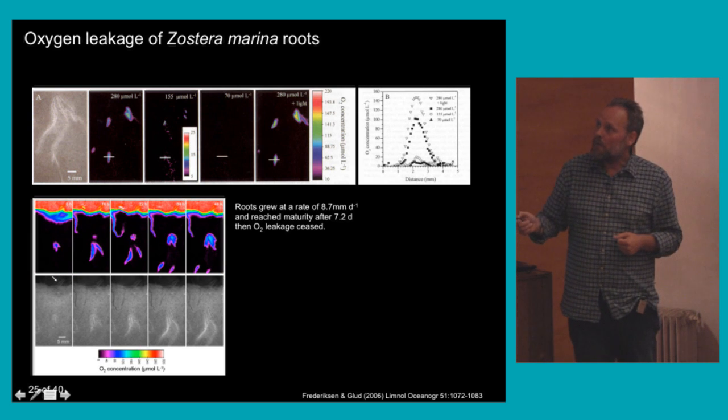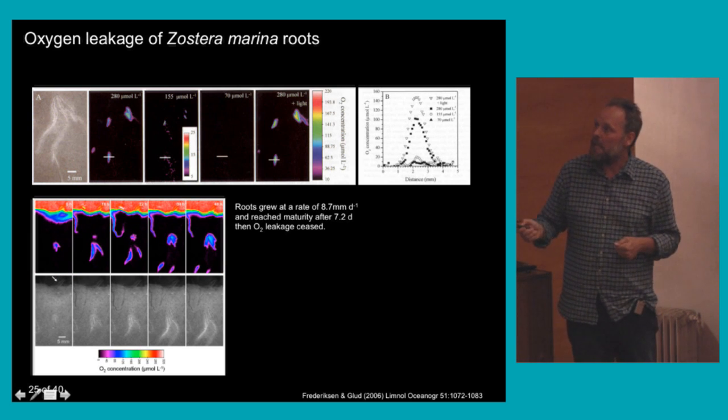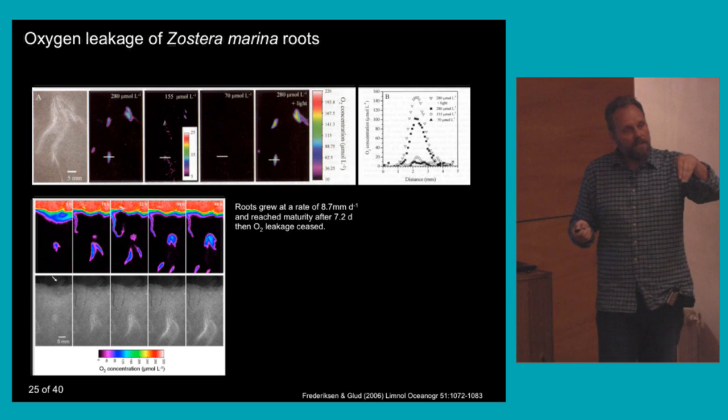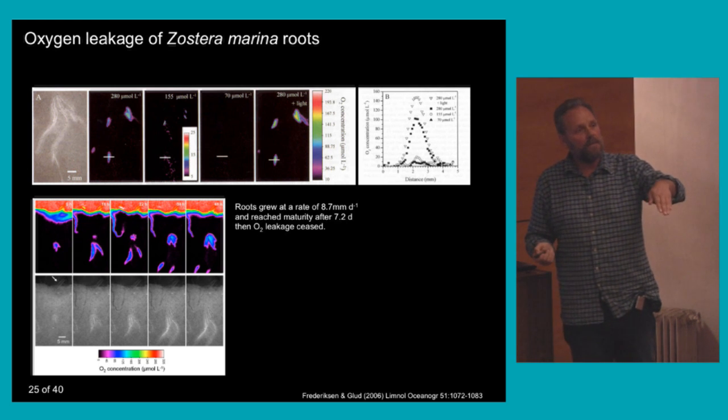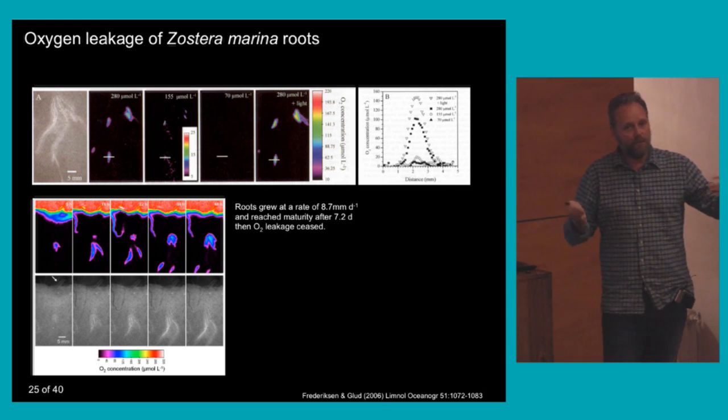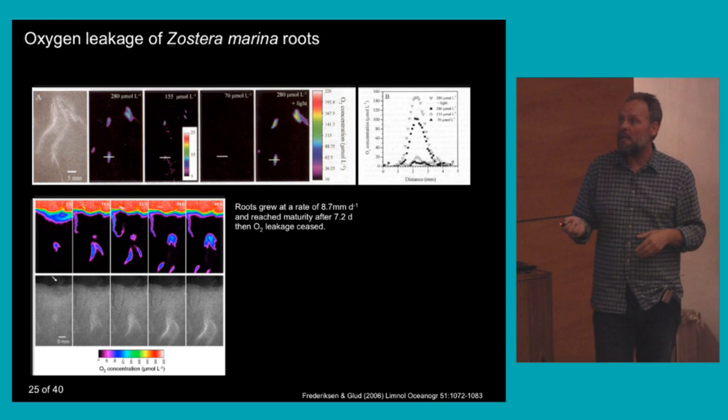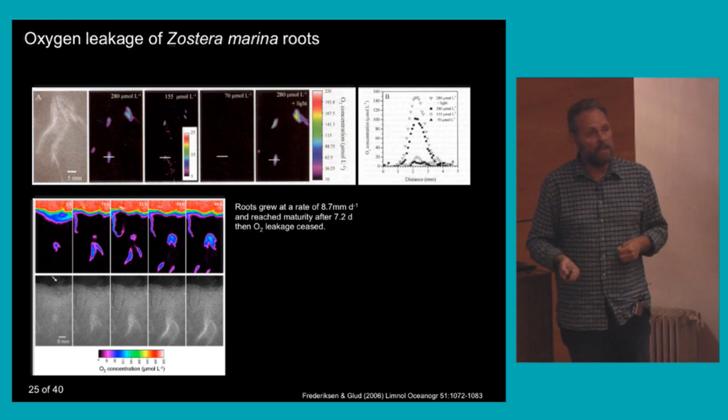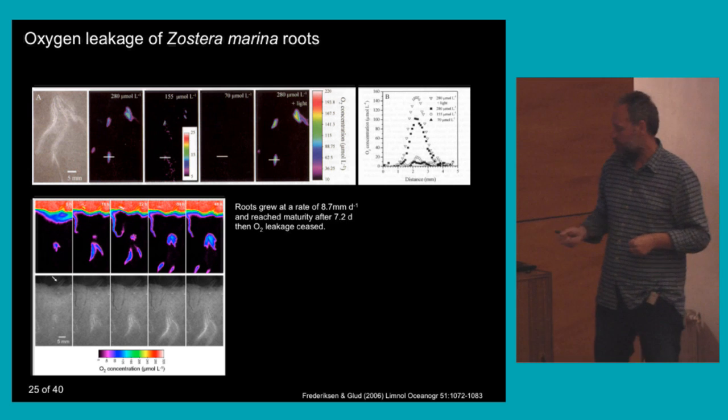But these roots grow extremely fast, in the order of 9 millimeters per day. So you have an oxic microniche that's moving through the sediment, which never allows the nitrifying community to really develop into doing a significant nitrification rate, and that's why we don't have a stimulated denitrification from the nitrification activities.